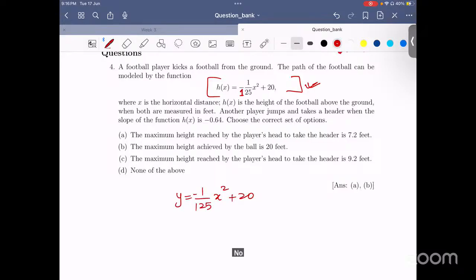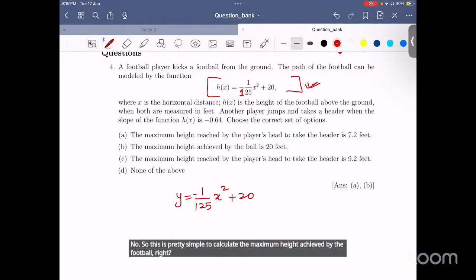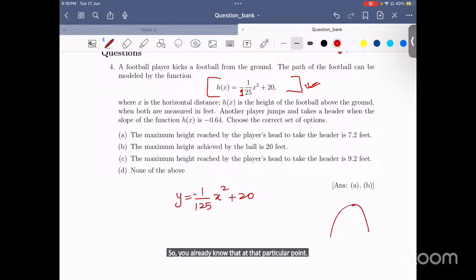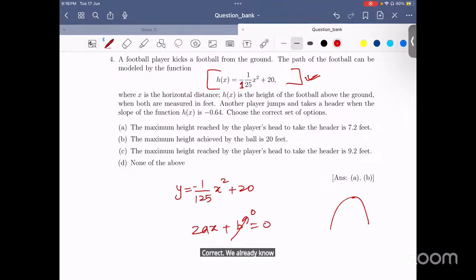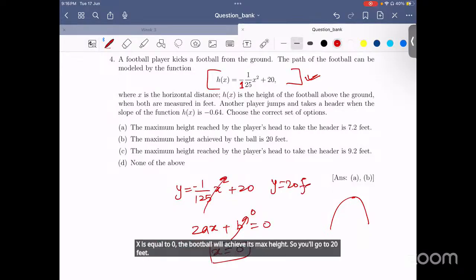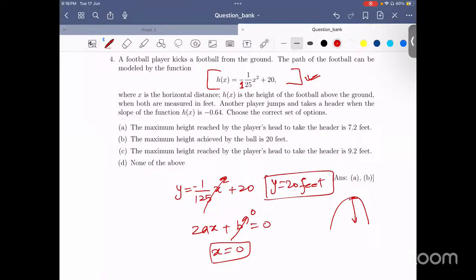Now, this is pretty simple to calculate, the maximum height achieved by the football. You already know that at the particular point where the maximum is achieved, the slope will be 0. Correct? So 2ax plus b equals 0. You already know that b is 0 here, so x will be 0. So when x is equal to 0, the football will achieve its maximum height, which will be equal to 20 feet. So the maximum height that will be achieved by this football will be 20 feet. Is it clear to everybody or not?